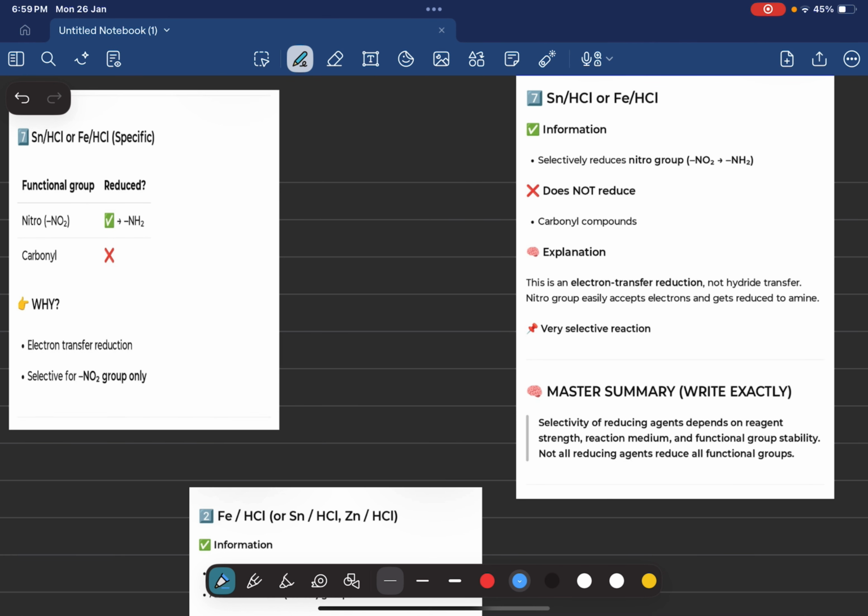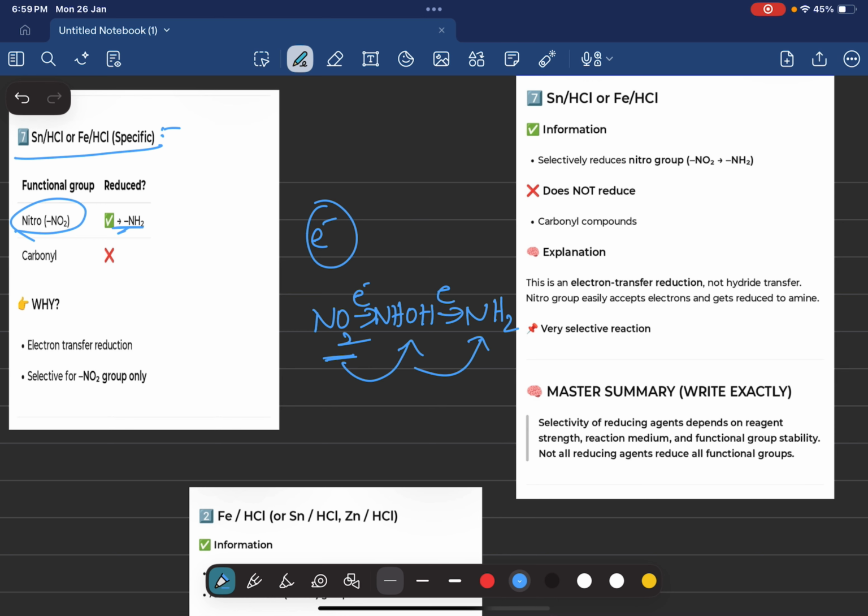Coming to Sn/HCl and Fe/HCl, this will work a little differently from before, because here reduction happens by giving electrons, because reduction means adding electrons also, right, or gain of electrons. So NO2 becomes NH2 group. Here NO2 is converted into NHOH, then it is converted into NH2. That means we are removing oxygen slowly by adding electrons. So that's how the reduction happens in this case. The nitro compound is converted into NH2 step by step, not directly.